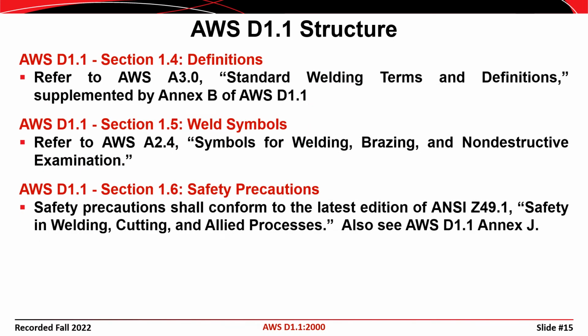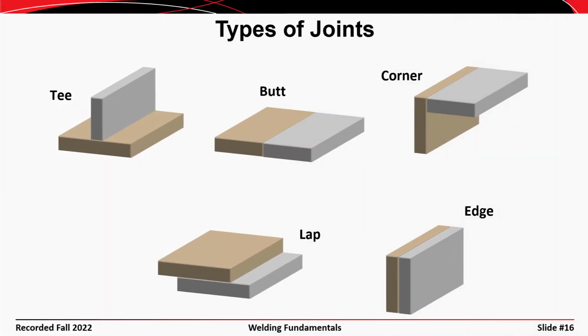Okay, Section 1.4 covers definitions. AWS D1.1 Section 1.5 covers weld symbols. Section 1.6 covers safety precautions.